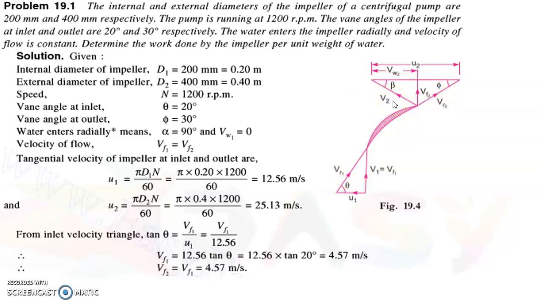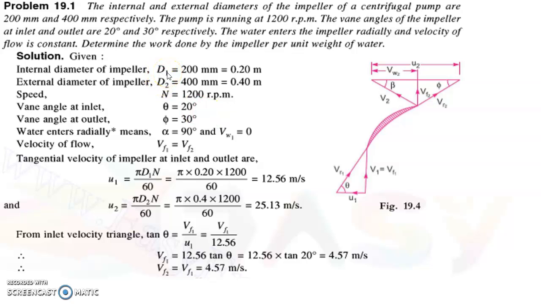So what we'll do is apply simple trigonometry to solve the problem. We can see that at inlet the value of VF1 is given in the problem. It is given that VF1 is equal to VF2, and we have the angle theta here, right? And U we can calculate, since the value of diameter is given.